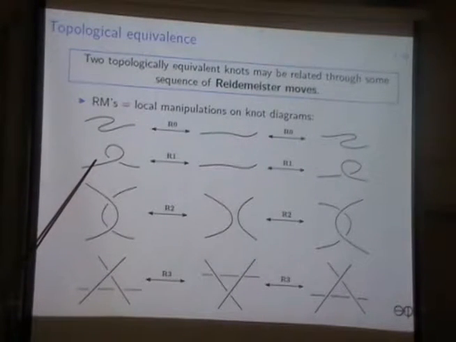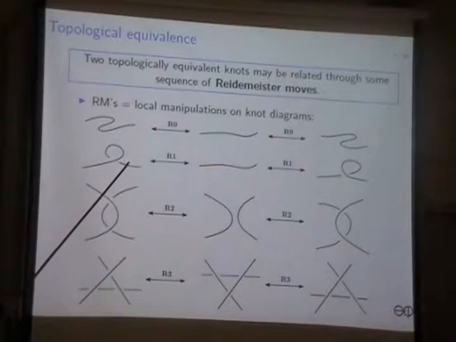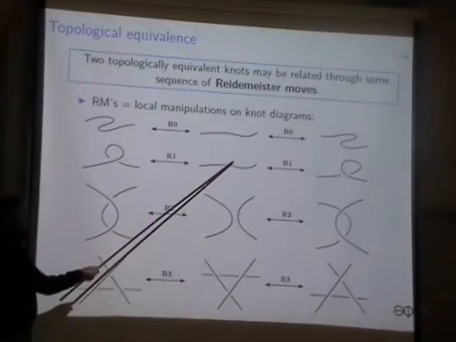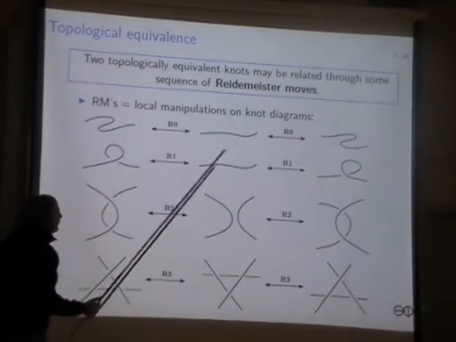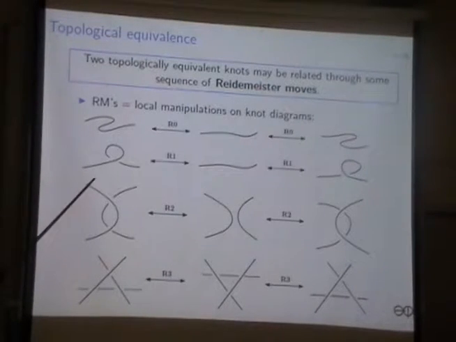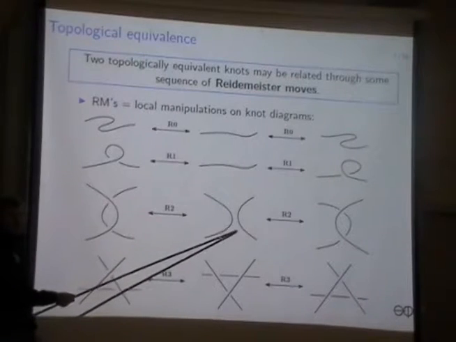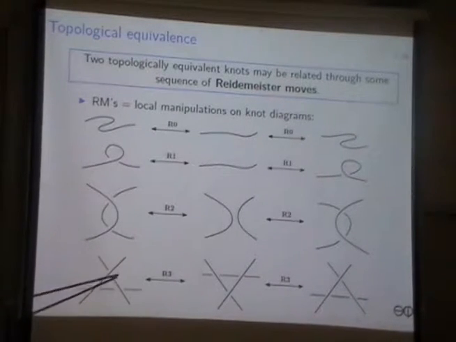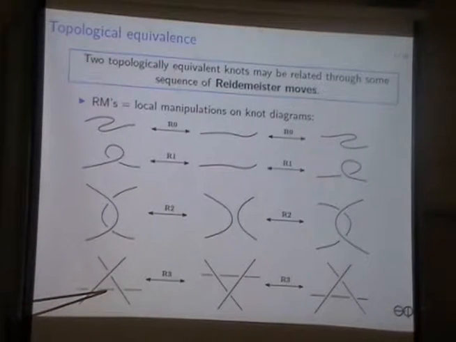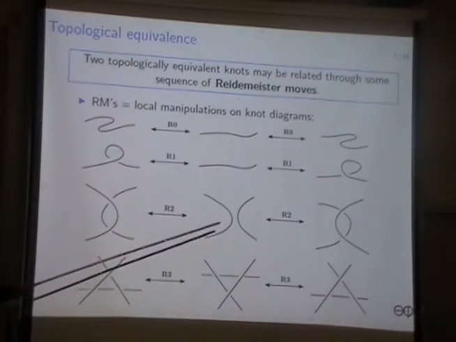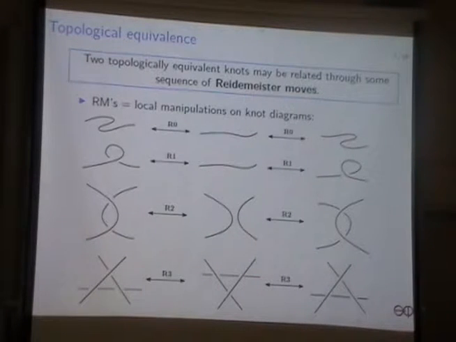Second bit, if I have some trivial loop like this, obviously I can just twist that strand and the loop disappears. All of this is obviously reversible. Now if I have two strands which lie across each other like this, I can pull them apart. That's also pretty obvious. The last one is just I have a crossing of two strands, and then I have a third strand which I just pull past that crossing. So these are really simple moves, but you can prove formally that this is the only stuff you can do to knot diagrams without changing them.